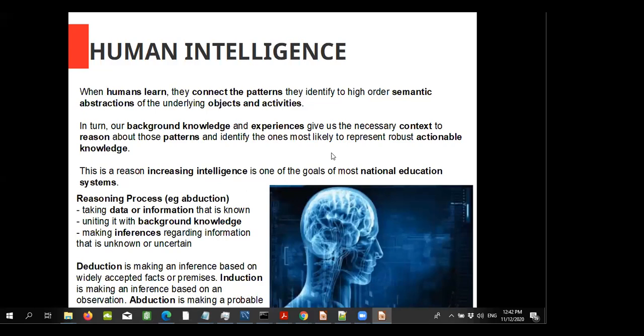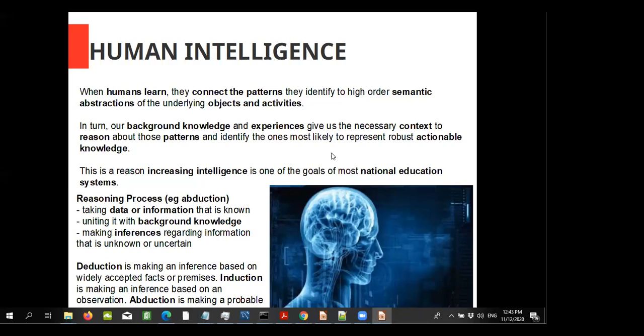Inductive reasoning is making an inference based on observation. Observation is what we see with our five senses. Abduction is making a probable conclusion from what we know, based on our knowledge and experience. So these three reasoning types, we're coming to it, mean that your AI system or your agent that exhibits intelligent behavior must be able to reason.